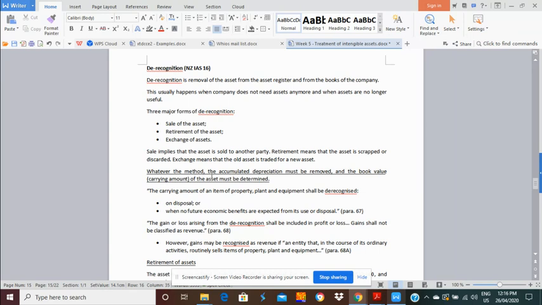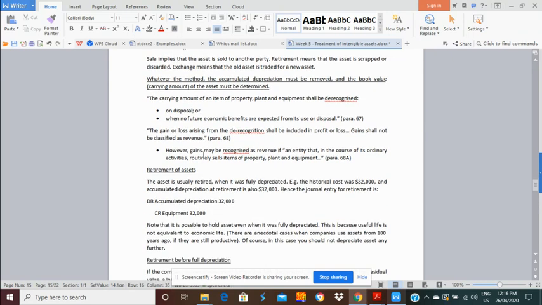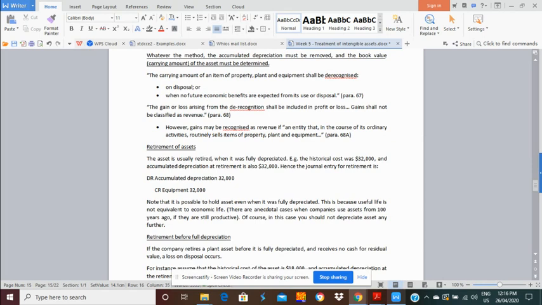Whatever method you use, you must remove accumulated depreciation and determine the book value at the time when you sell, retire, or exchange the asset. So if you retire the asset, what will you do? You will remove the asset and you will remove accumulated depreciation. The normal balance for accumulated depreciation is credit. Now you will debit accumulated depreciation. And the normal balance when you buy and hold the asset is debit. Now it would be credited.